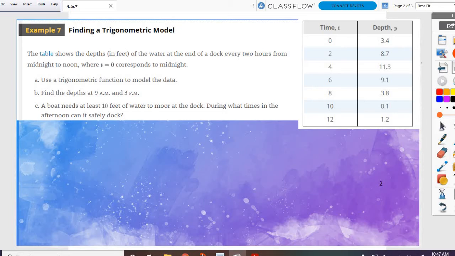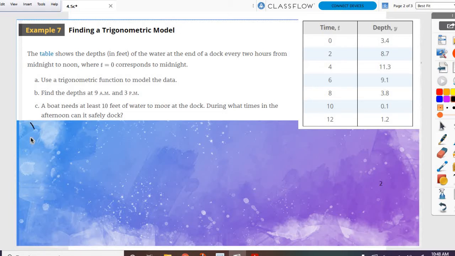So our problem says the table shows the depths in feet of the water at the end of the dock every 2 hours from midnight to noon, where t = 0 corresponds to midnight. Use a trigonometric function to model the data. And this is basically what I was talking about, a model. It's another word for an equation. So I want to figure out what equation I can use to represent this data. And like I said, we're going to focus on sine, but you could also use cosine. It's not going to be a ton different, but just for consistency's sake, we're going to focus on sine.